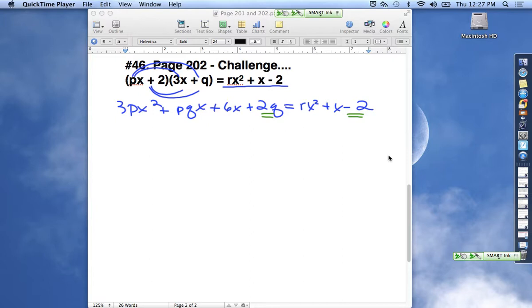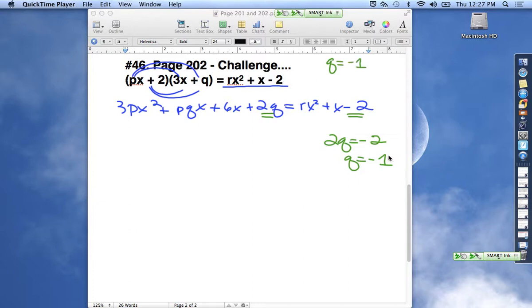So this is the puzzle that you untangle, and you need to figure out which variable is the easiest one to solve for first. Looks like q is very easy to solve for. 2q equaling negative 2, therefore q is negative 1. So up here, q is negative 1.